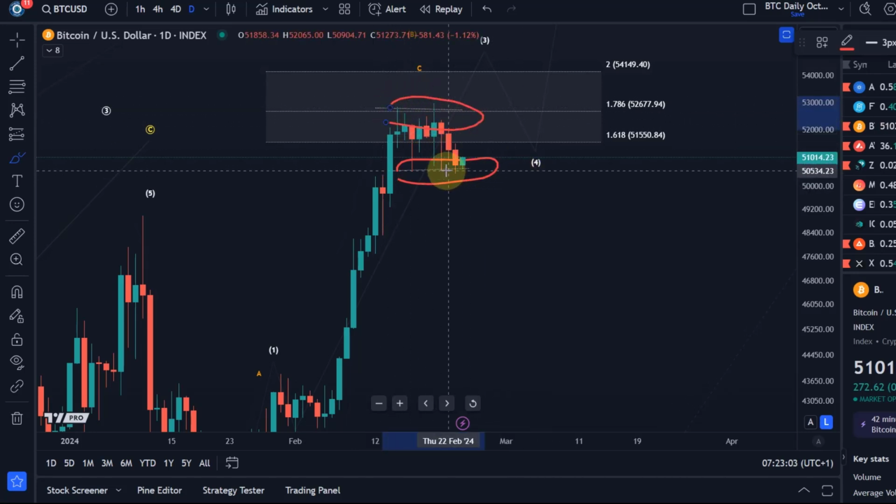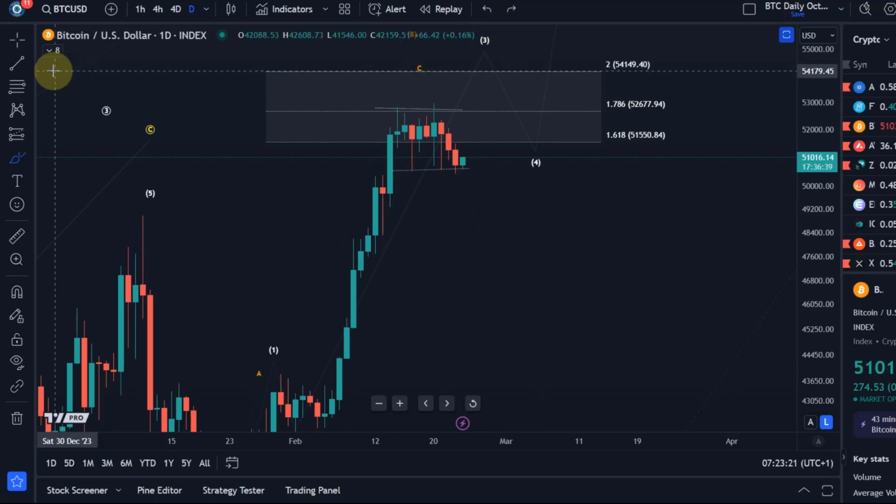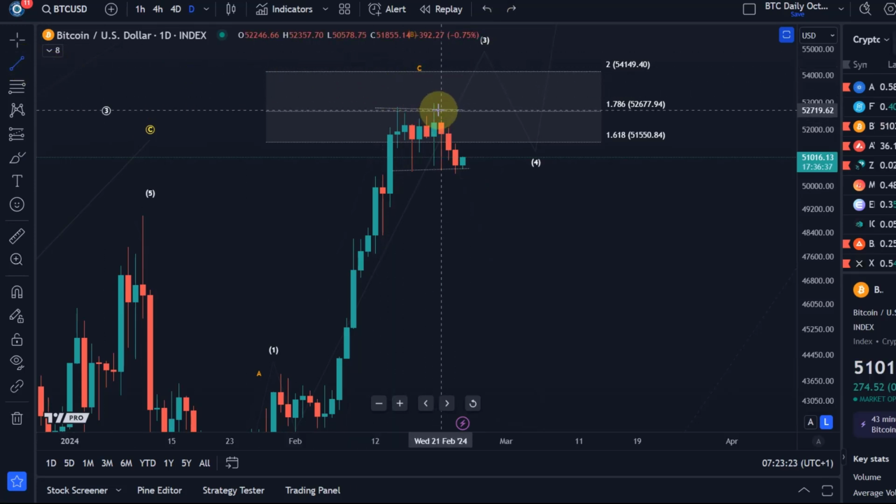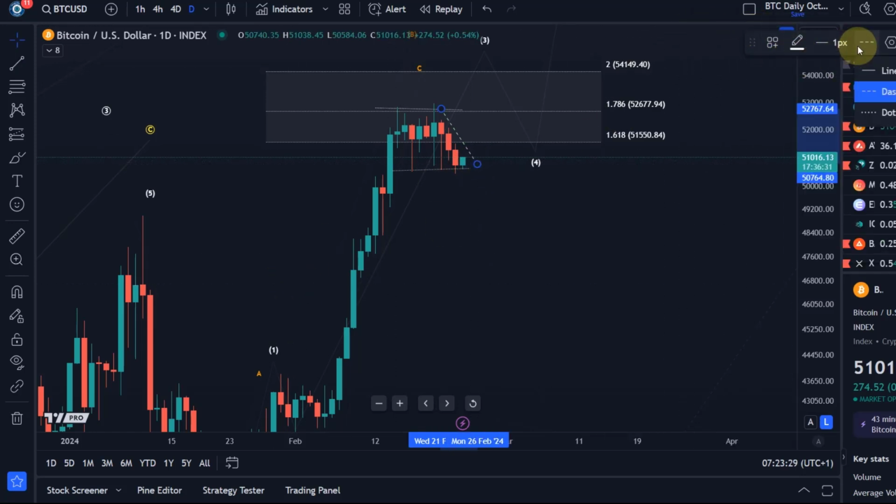So it's between basically here the 1.786 extension, which represents the resistance level at 52,677 roughly. And then we have support down there around 50,500. So that's unchanged. But what we start to see here is something that looks a little bit like a descending triangle. Let me just change that.